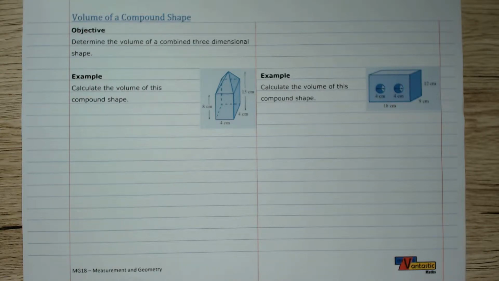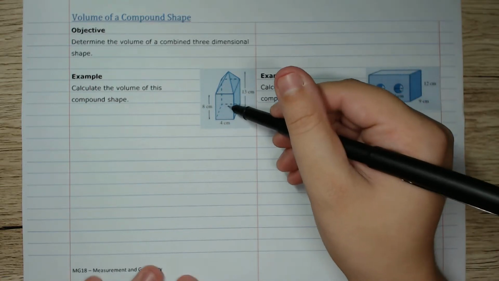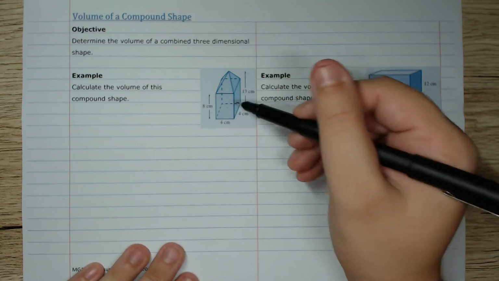Hi, this is Mr. V, and in this video we're going to learn how to calculate the volume of a combined three-dimensional shape, or a compound three-dimensional shape. So, in this first example, I've got a shape that's composed of two 3D shapes.